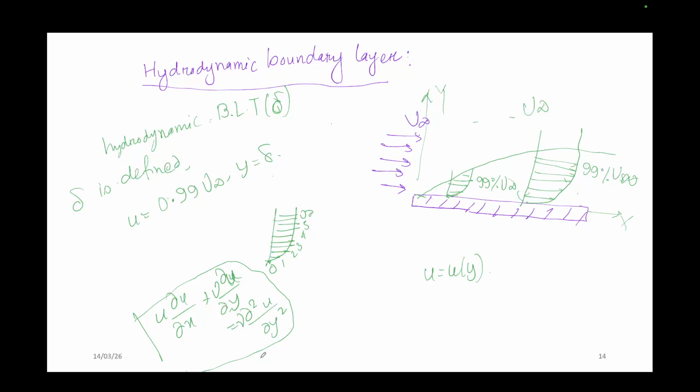Similarly, this equation gives two terms. This equation represents two terms: advection of momentum, and next is the diffusion of momentum. Okay. Any confusion up to this?